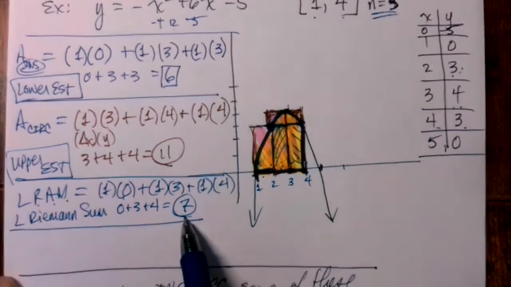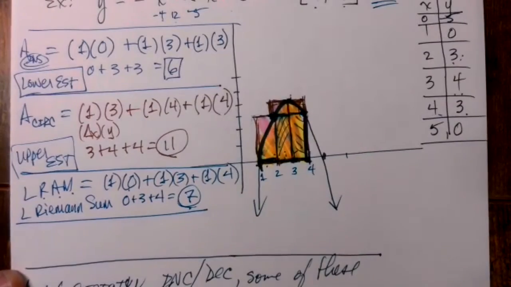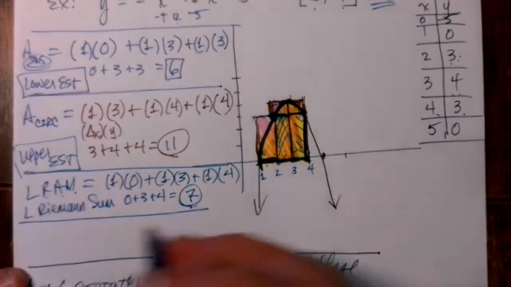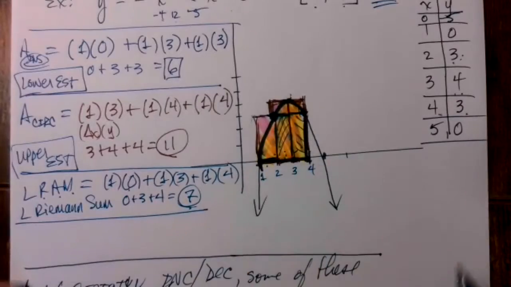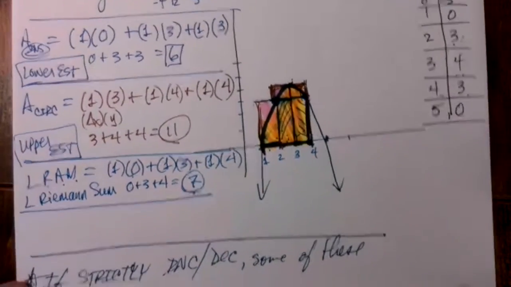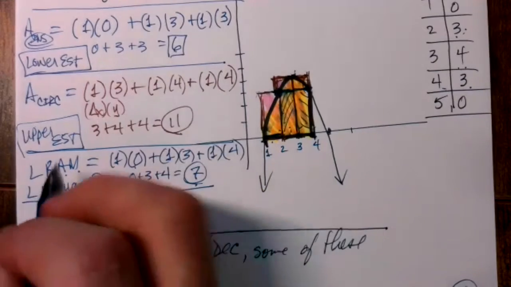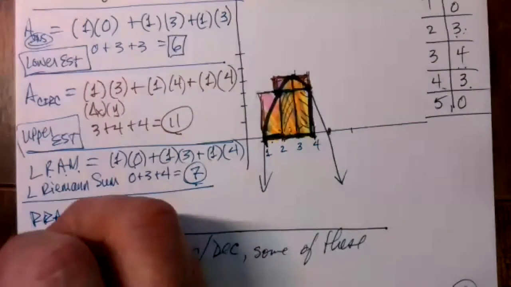Now, is that an upper estimate or a lower estimate? Yeah, it happens to be somewhere in the middle. Well, that doesn't always mean it's better. It just means for this particular shape, for this particular curve, it happens to be in between the high and the low. Okay, one more.